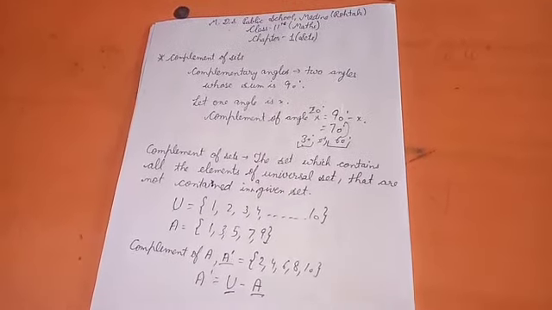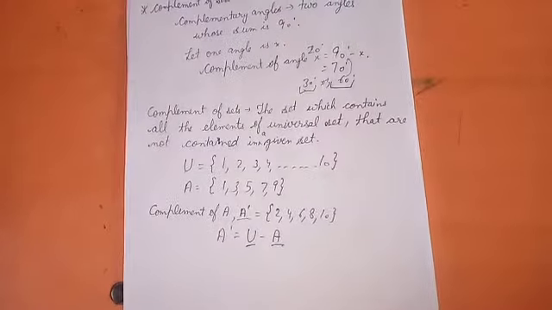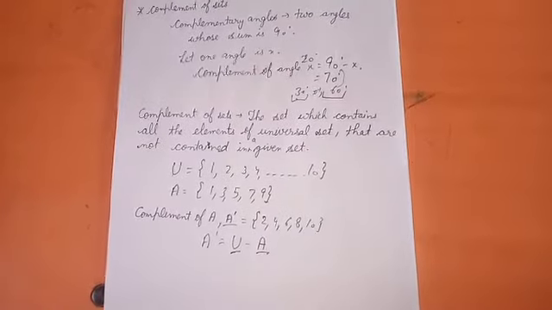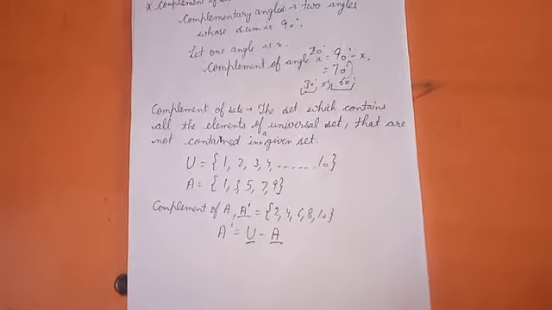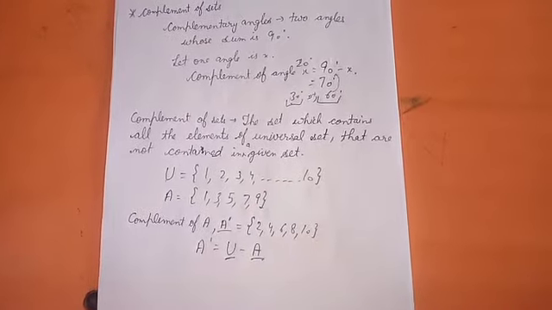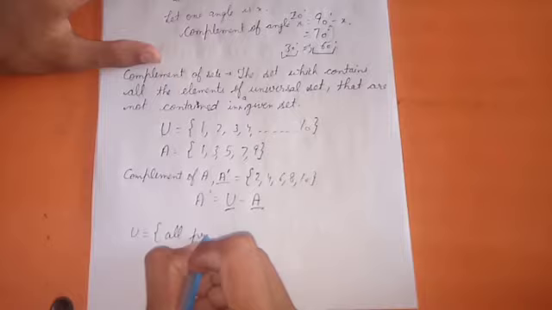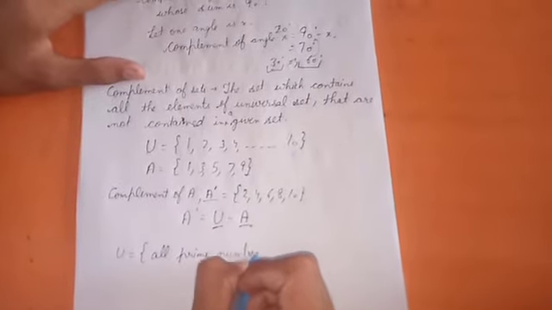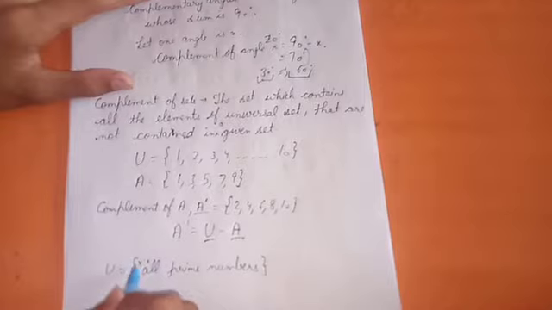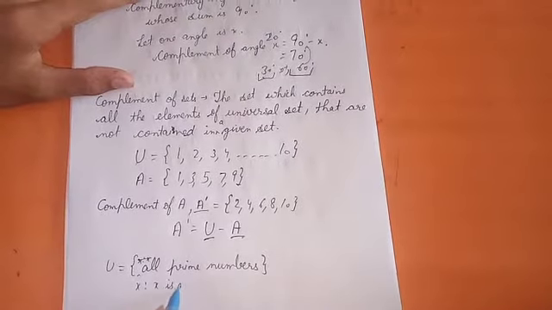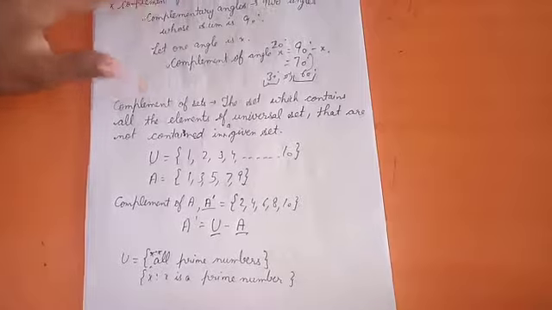Now an example is given in the beginning of this topic on complement of sets. Let U be the universal set which contains all prime numbers. U is given to us, all prime numbers. This we write in set builder form as x such that x is a prime number. This is our U.